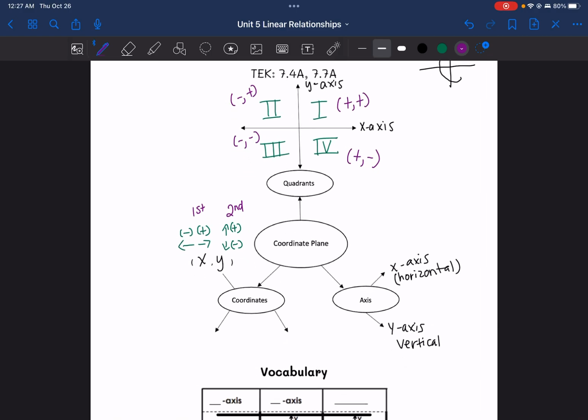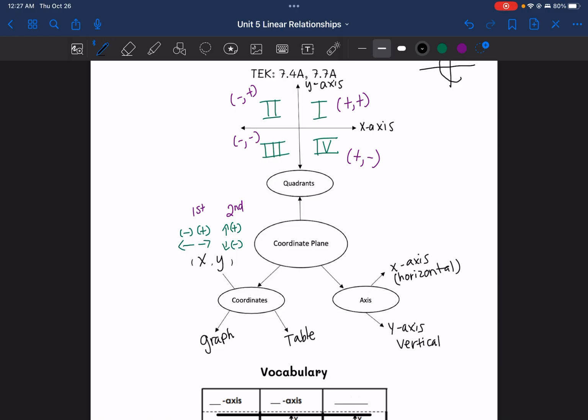So here you can find these coordinate points in two different ways. You can either find them in a graph, like we're going to today, or you can find them in a table like we will do later on in this unit, okay? Now let's look at some vocabulary.